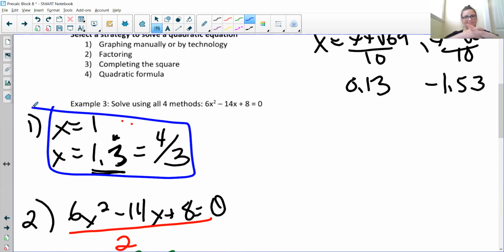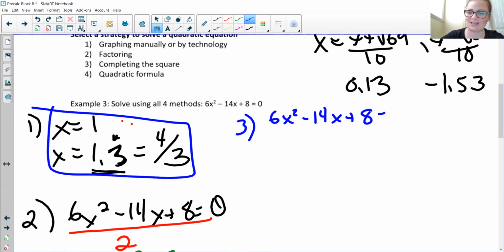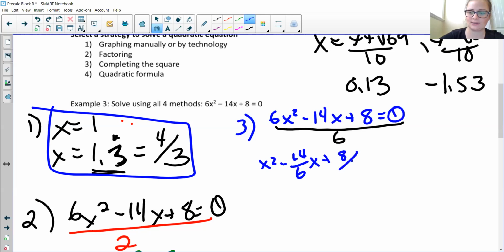All right, now here's the completing the square method, which can be the most tedious, but I actually like it a lot. But it's the best one to use if you don't have the quadratic formula and if you need exact values. So you're going to divide everything by 6. You get x squared minus 14 over 6x plus 8 over 6 equals 0 over 6.